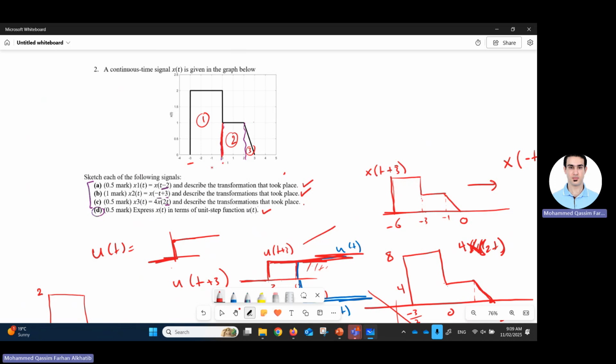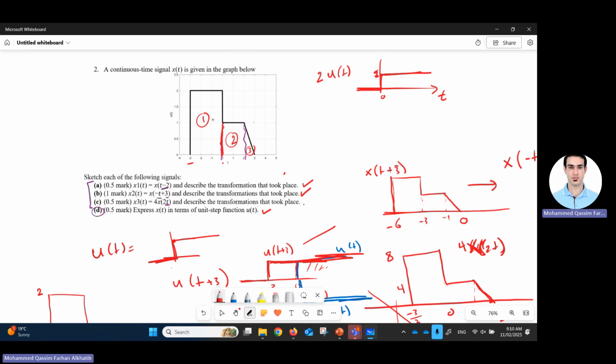Now, if you want to represent it as a unit step function, just recall u of t. If you draw it this way, the value is 1, and this is the time. So when t is larger than 0, the value is 1. When t is less than 0, the value is 0. So if you do some manipulations here, if you scale by 2, let's say if you have 2 u of t, then this amplitude becomes 2.